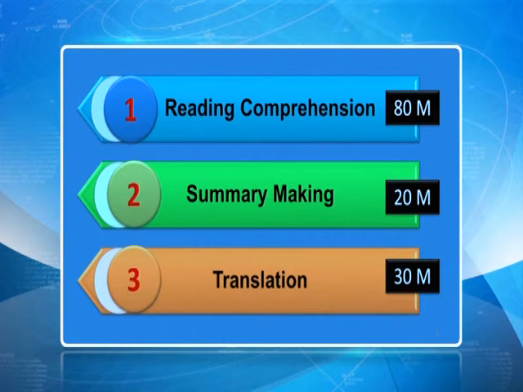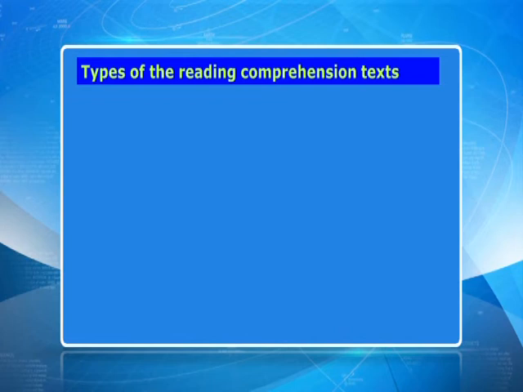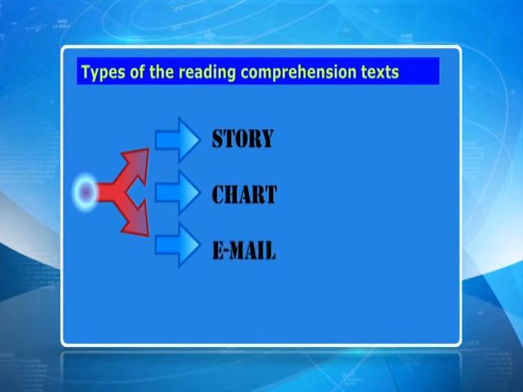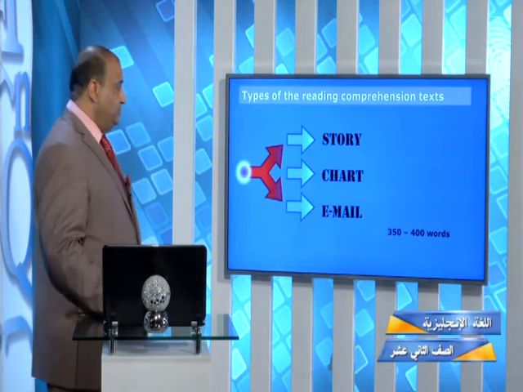Now let's concentrate on the first skill, which is reading comprehension. Let's have a look at types of the reading comprehension texts. You may have a text about a story, so a narrator who narrates a story, or you will have a chart, a table, or you will have an email. Now, all the reading comprehension texts should have between 250 and 400 words.